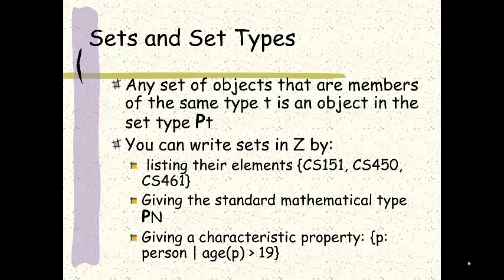Any set of objects that are a member of the same type T is an object of the set type P of T. You can write sets in Z by listing their elements, enumerating all of them. For example, CS151, CS450, CS461 might be a set of classes that somebody's teaching, or giving the standard mathematical type, the set of natural numbers in the second bullet there. Or giving a characteristic property. For example, P is a person, and the age of that person is greater than 19. These are really the three types of composite types mentioned on page 25 of the Spivey text.